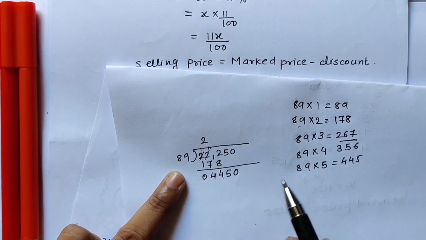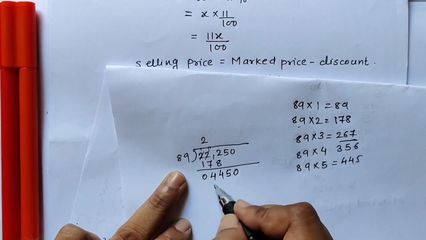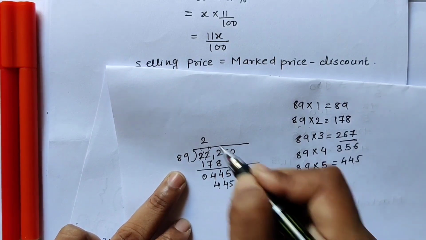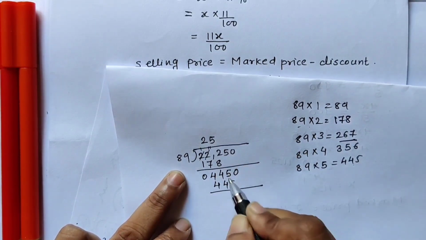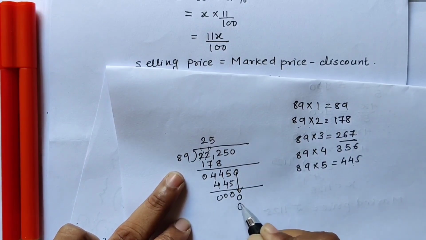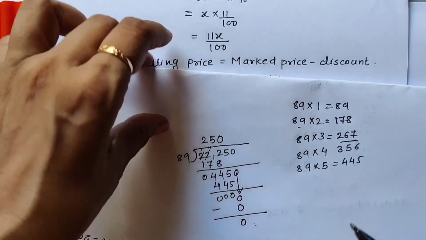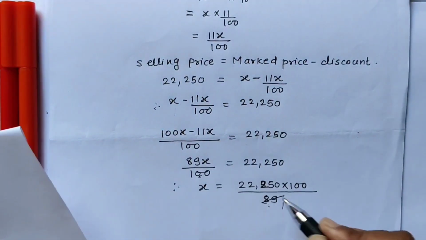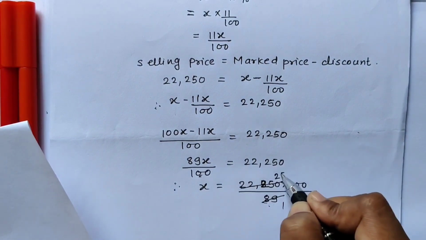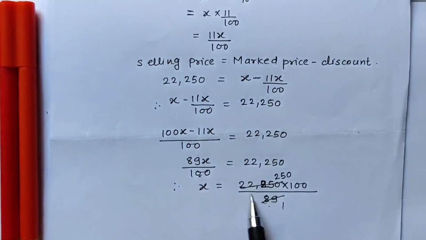Now the next numbers we have to write down below. 89 fives are 445. This 0 is remaining, so we write it. 89 zeros are 0. In this way we have got 250 in the quotient. So 89 times 250 is 22,250.